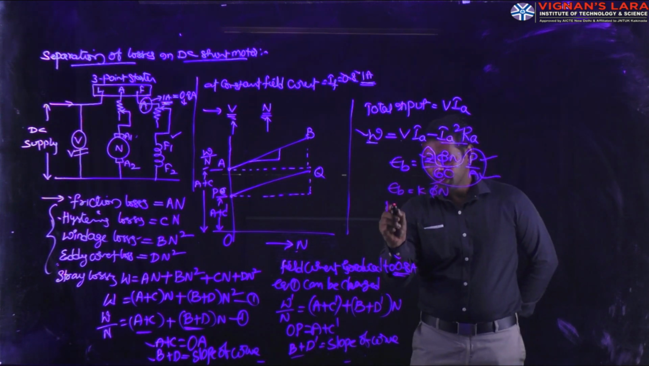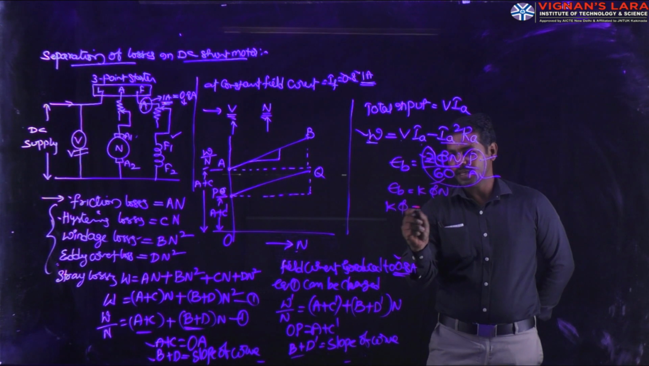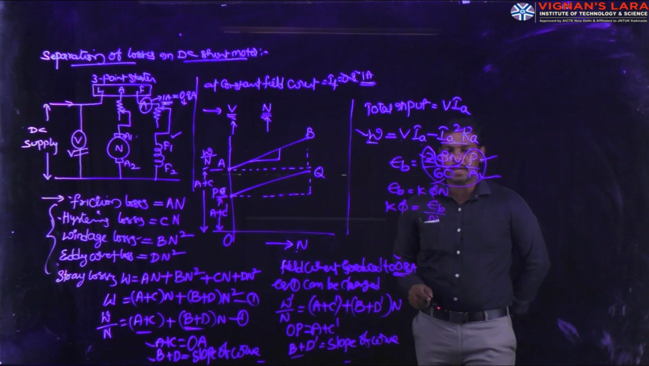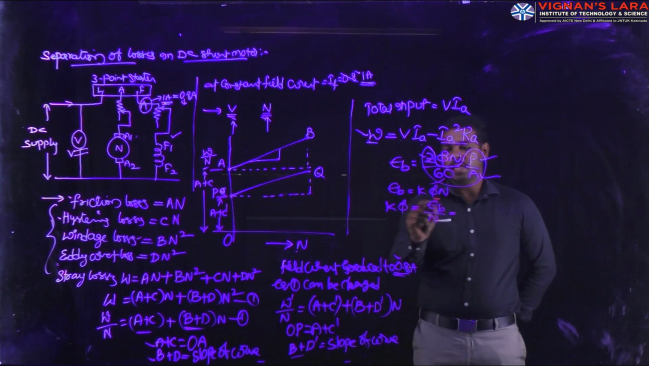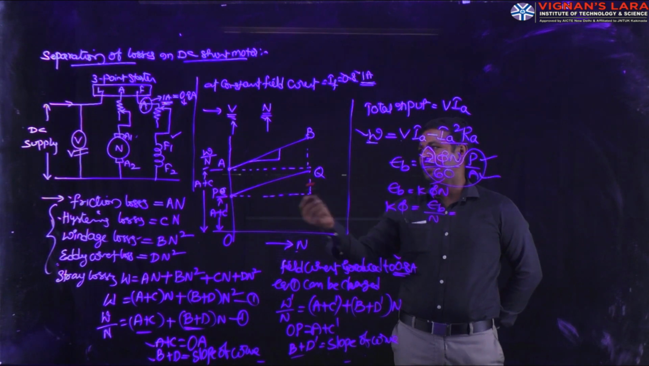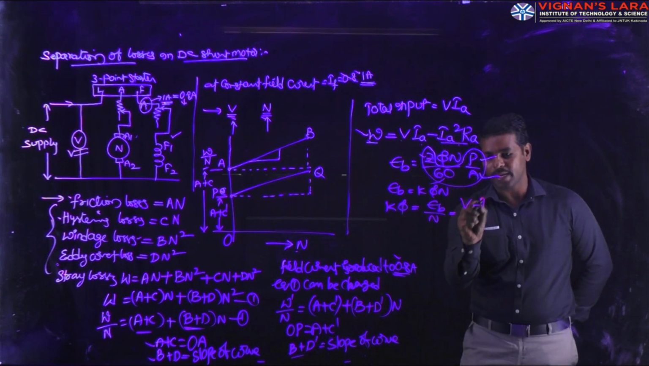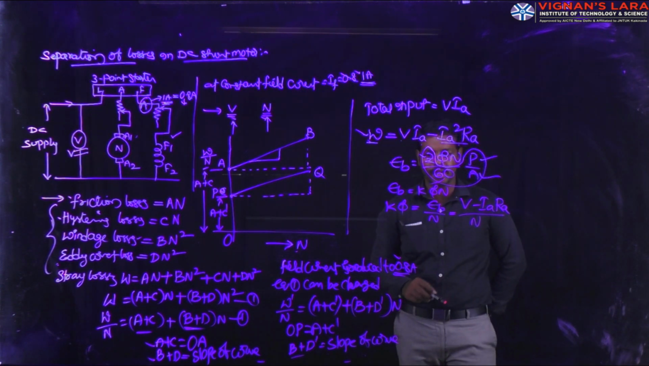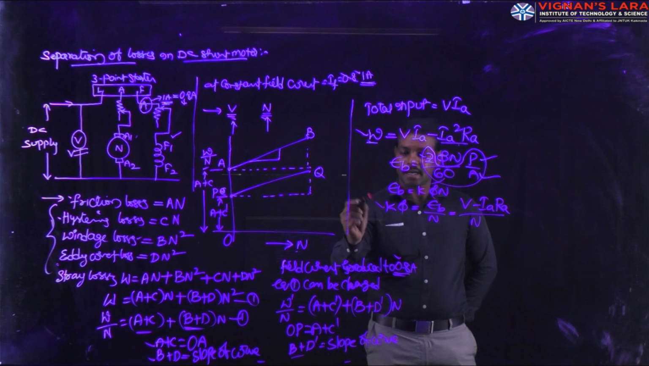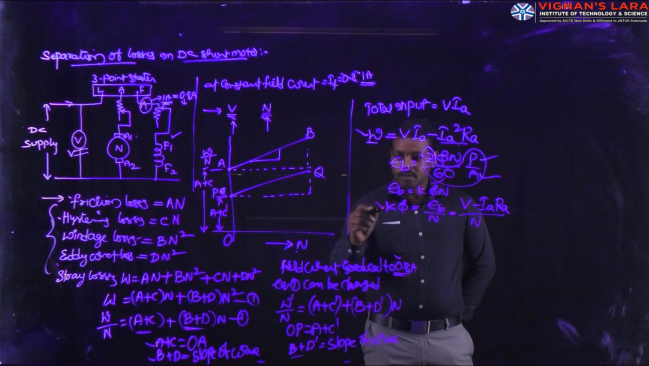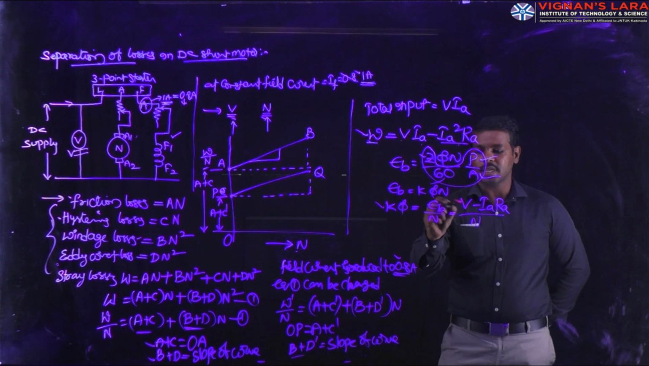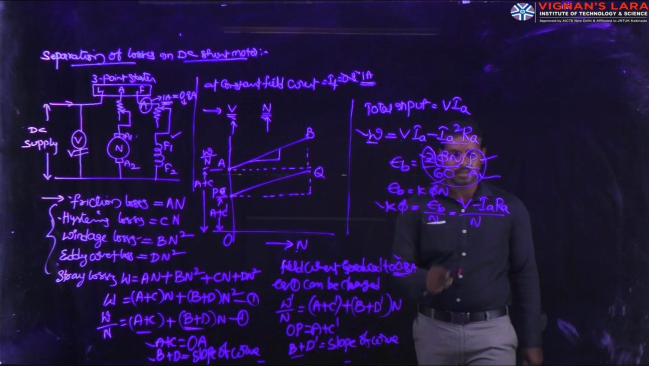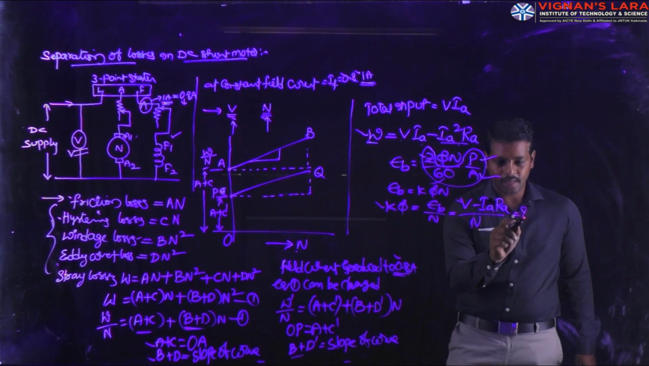So K into phi is equal to EB divided by N. EB means back EMF. The back EMF of a DC shunt motor is equal to V minus IA RA, divided by N. This is the corresponding field flux generated by the DC shunt motor in this instant. We can substitute the input voltage minus IA into RA, divided by the speed of the machine. So this is the calculated value.